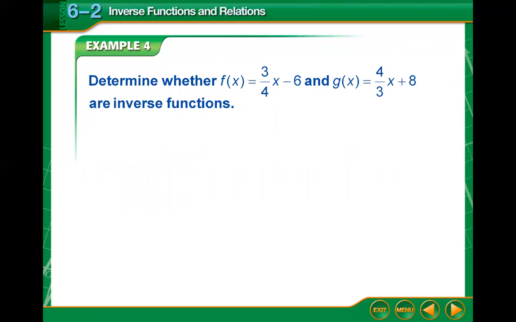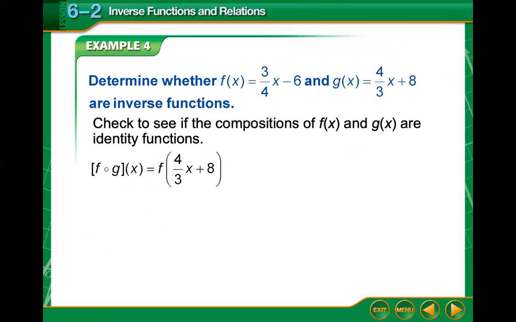So now we're going to take a look and determine if 3/4 x minus 6 and 4/3 x plus 8 are inverse functions. So we're going to do f of g, which means I'm going to plug in g of x for every x I see for f. And so when we simplify, we do get x.